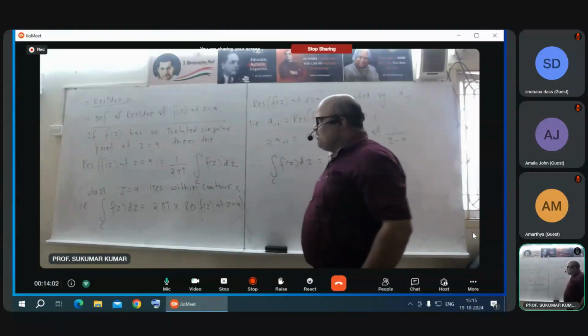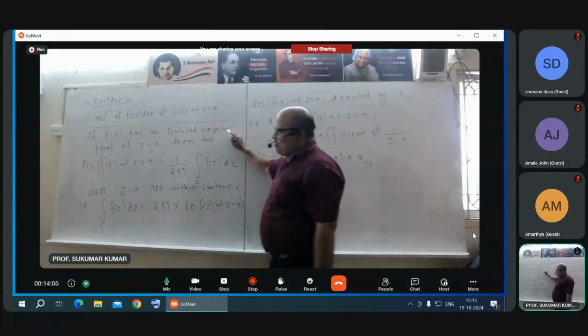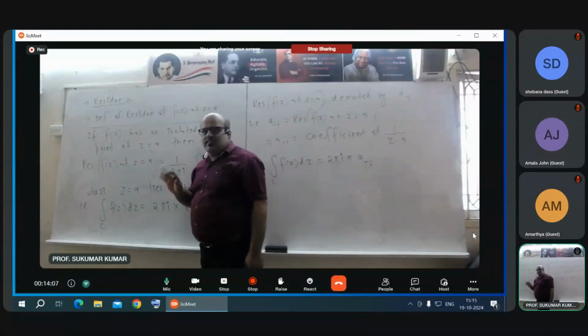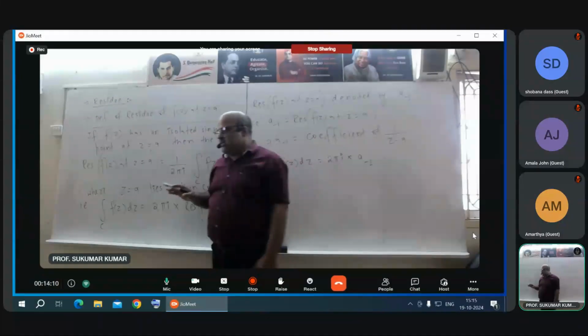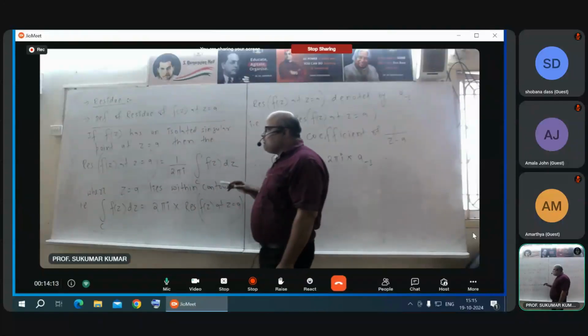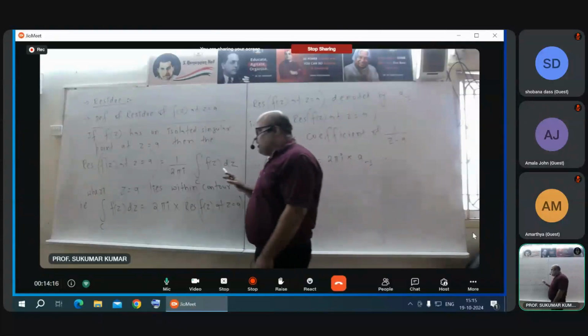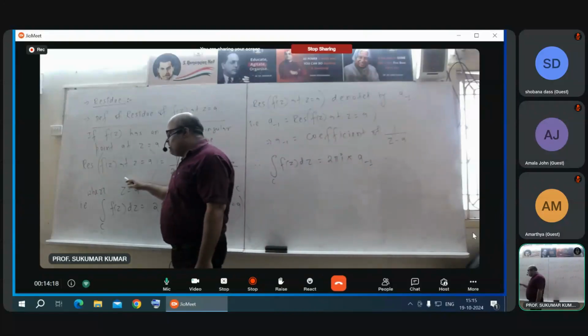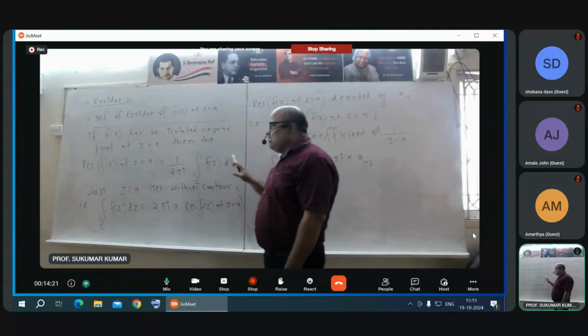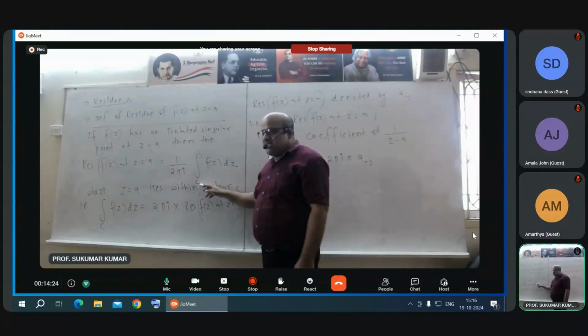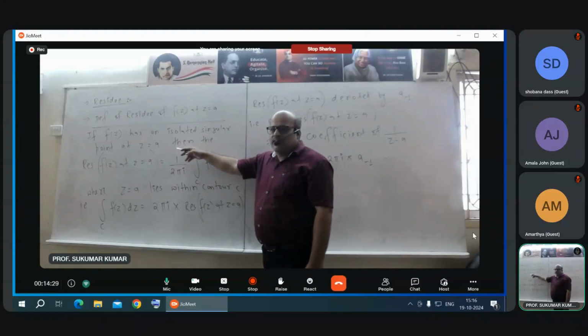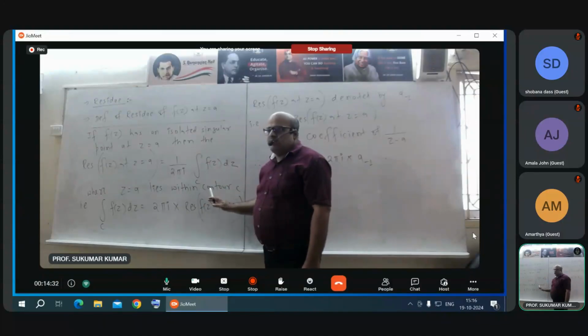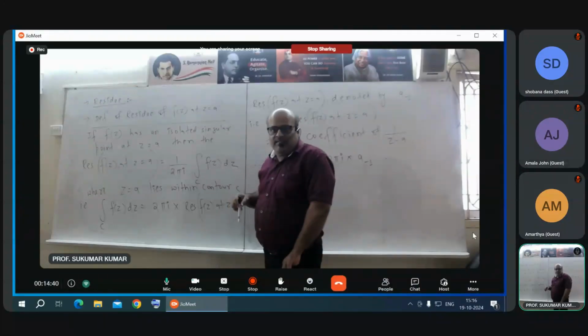So, residue of f of z at an isolated singular point. Residue finding means an isolated singular point. Essential is also no problem, but non-isolated, no. If there is an isolated singular point at z equal to a, then the residue of f of z at z equal to a, this is just the definition, is 1 by 2 pi i times the integration over contour C of f z dz. The isolated singular point a lies within contour C.